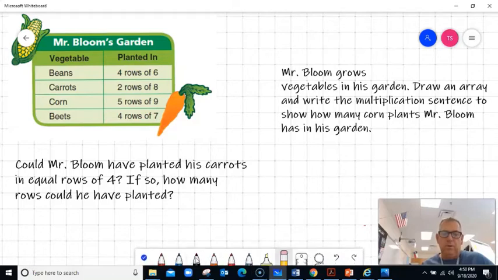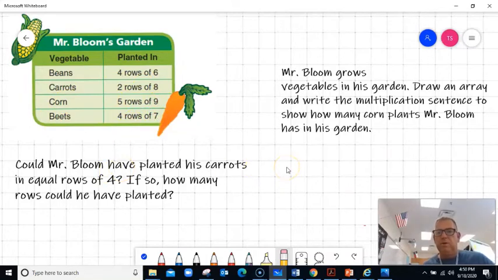Okay, we're going to go and start working on our guided practice right now. And we're going to be using this table right here. We're just talking about Mr. Bloom's garden. We have a column right here with the vegetables and a column to talk about the arrays right there. And the beans, he has 4 rows of 6. Carrots, he has 2 rows of 8. Corn, 5 rows of 9. And beets, 4 rows of 7.